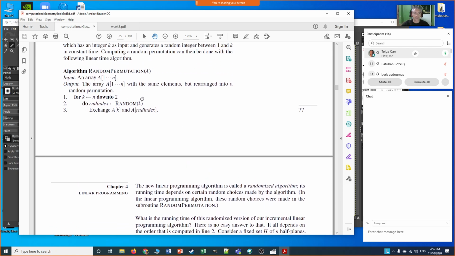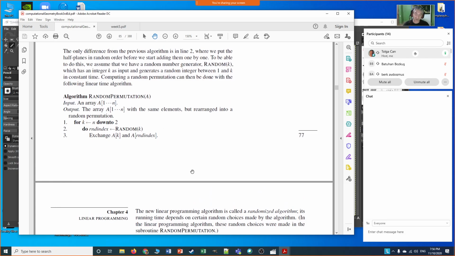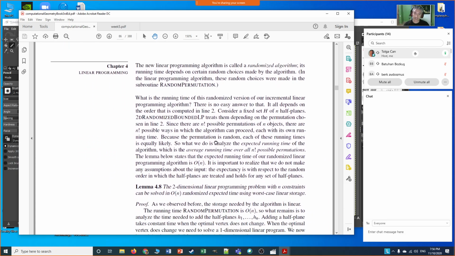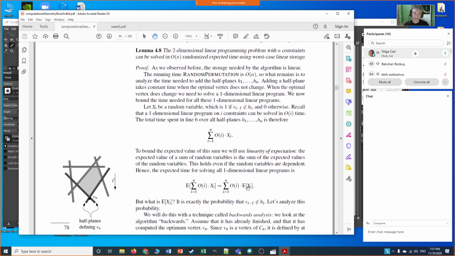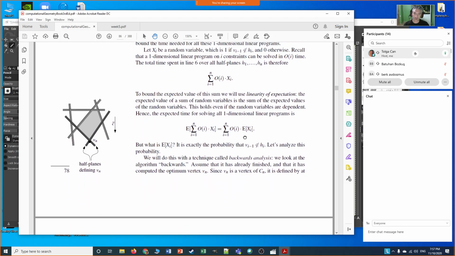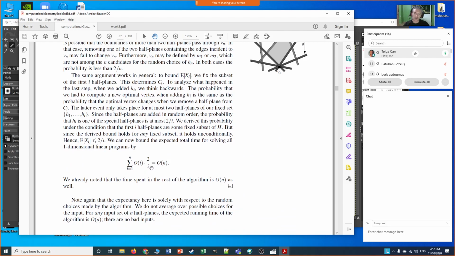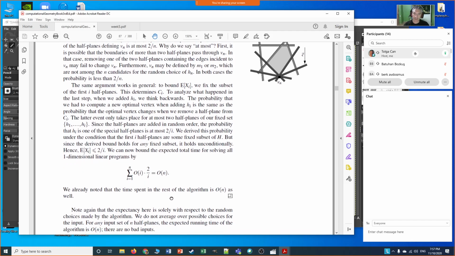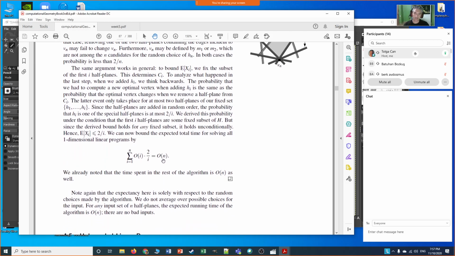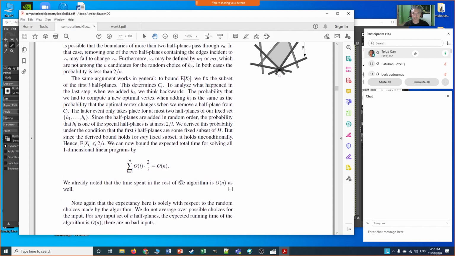So we can use this to generate a random permutation of our half planes or constraints, and then by using that, here is the analysis that we do. The expected value that this else part is going to be executed turns out to be 2 over i. So what is the probability that this vertex here is going to be bounded by 2 specific half planes that appear at the end? That becomes 2 over i, and if you do this summation, it turns out to be linear. So the expected running time of your algorithm becomes linear.